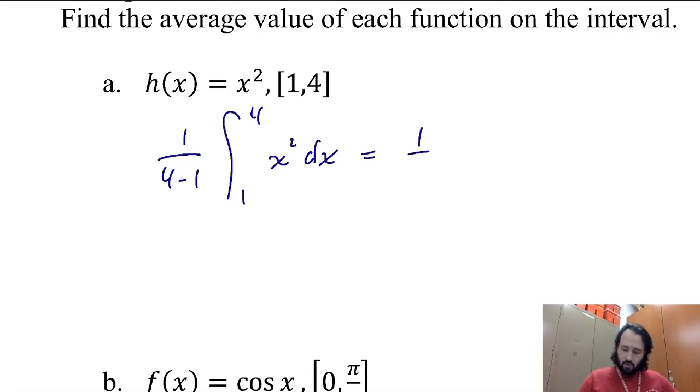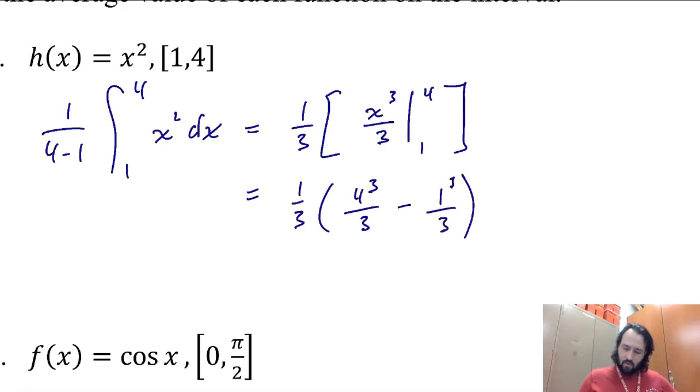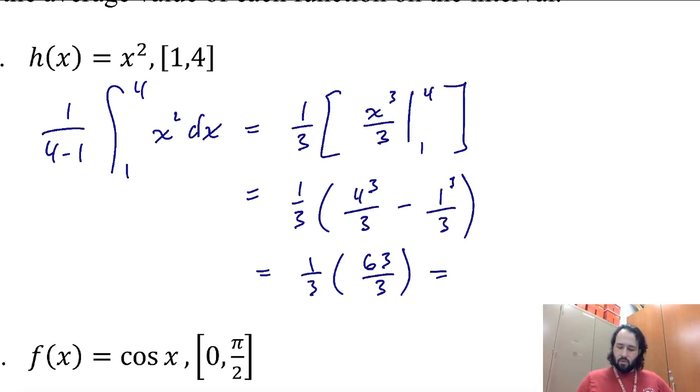So this is equal to 1/3 times the antiderivative x cubed over 3 from 1 to 4. And then by my first fundamental theorem of calculus, I can do 1/3 times 4 cubed over 3 minus 1 cubed over 3. So that's what, 64? Yeah, 64 over 3 minus 1 over 3 is 63 over 3, which is equal to 21. 1/3 of 21 is 7. So the average value of that function is 7.